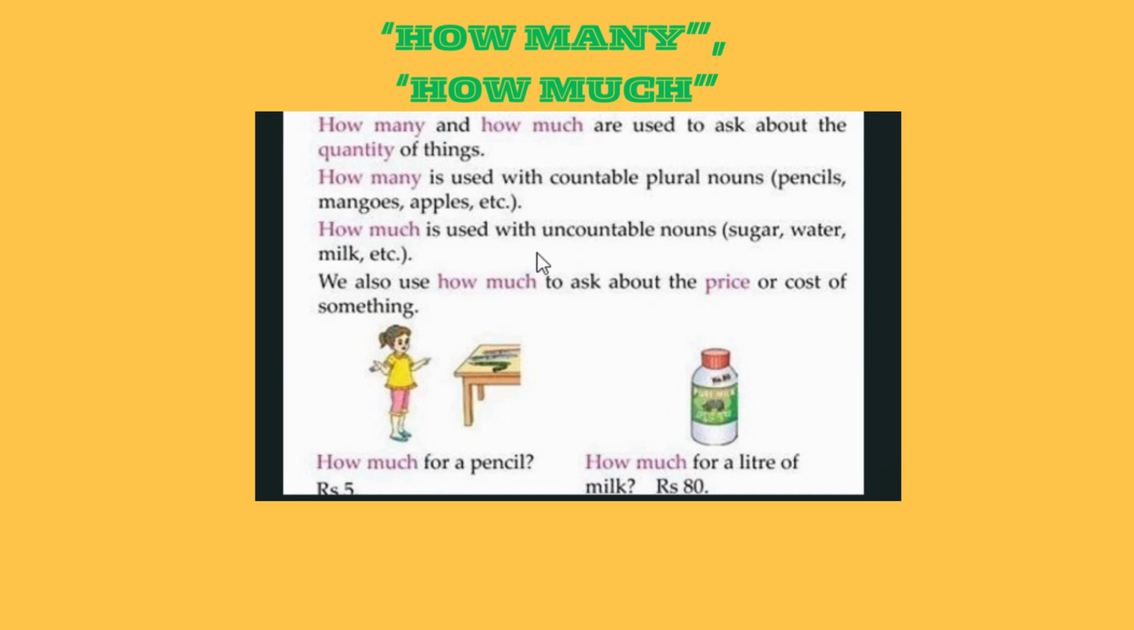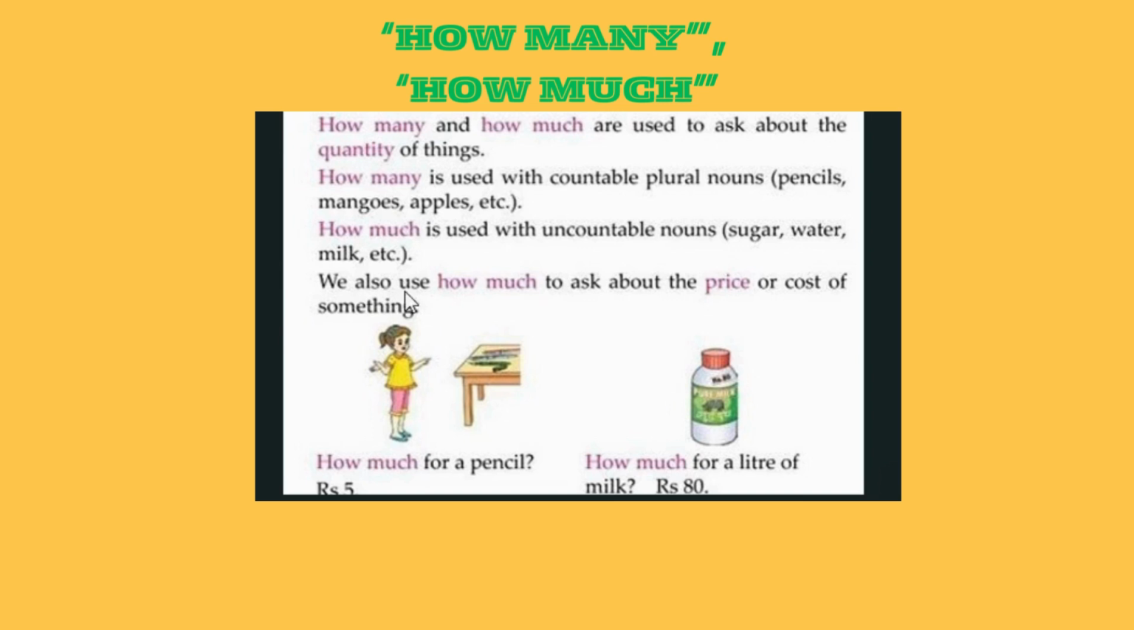How much is used to ask about uncountable nouns: sugar, water, milk. That is where we use how much, like how much sugar is there, how much water is there. And for the cost of something, like how much for a liter of milk. Where we can count, we use how many: how many mangoes are there, how many pencils are there. Here how much is used with uncountable nouns.